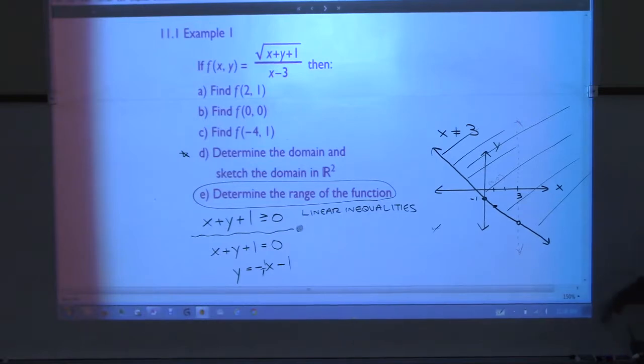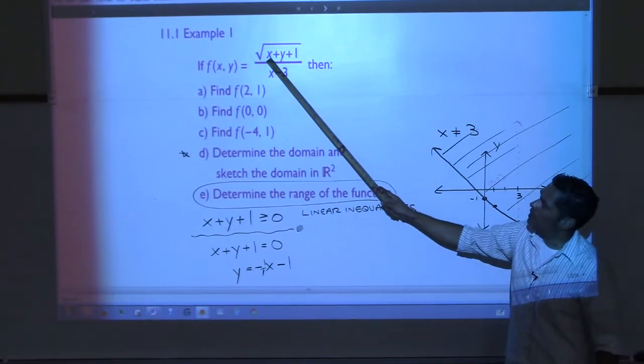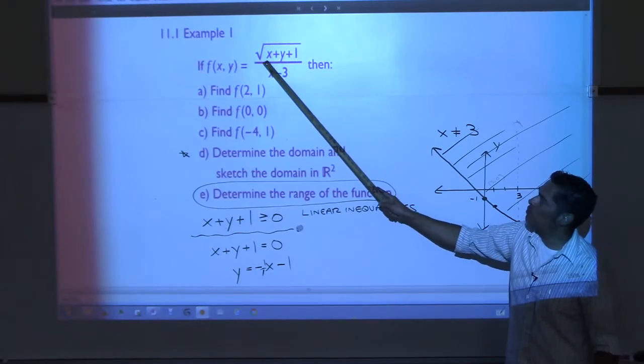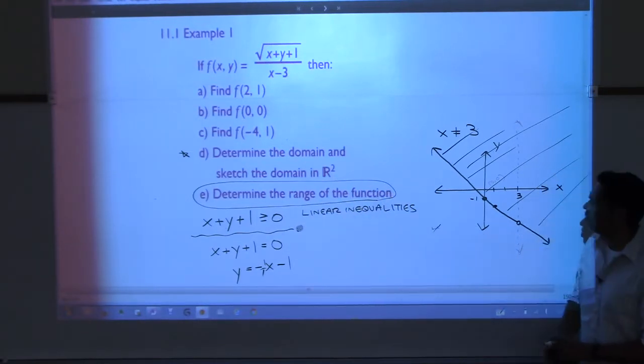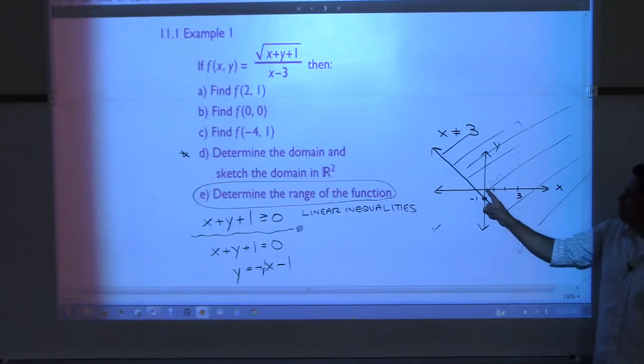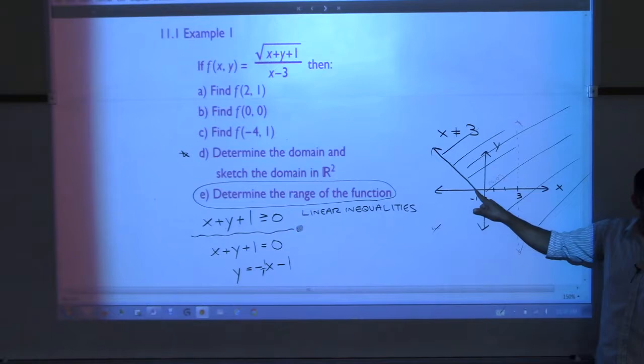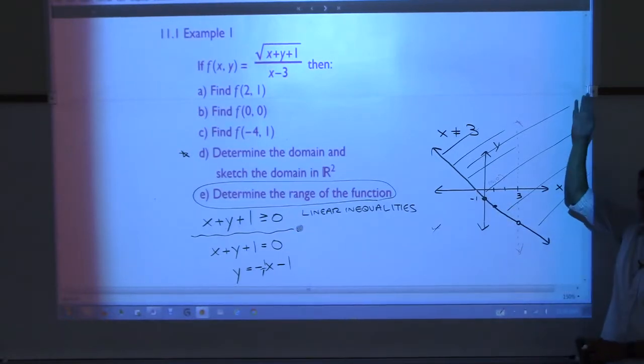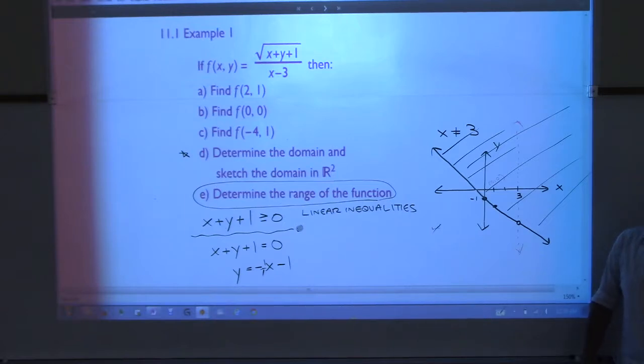Can it ever be 0? Can you ever have that function be 0? Yes. How? You could plug in -1, 0. Right? -1, 0. Would that work? Should. Is -1, 0 here? It is. It's right there. So that would make it 0. So it looks like we can get 0 out. We can get all positive numbers out. How about negative numbers? Can we get all the negative numbers out?